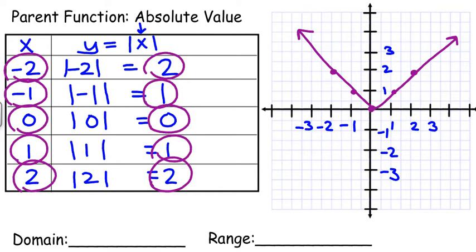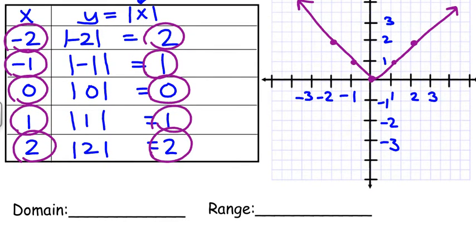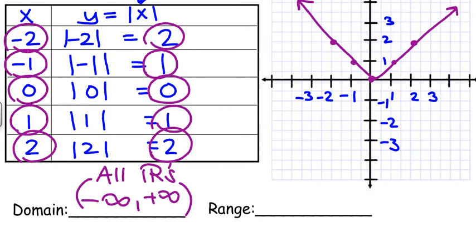Now we're going to identify the domain and range again. It's very similar to the last example. The domain, any number can be plugged in for x. It exists forever. So I'm going to say -infinity to +infinity, or again, all reals. That's a short way to say all real numbers.